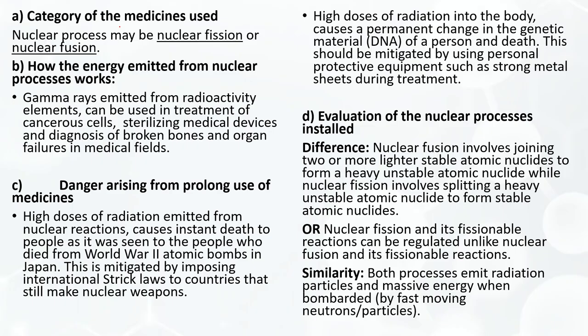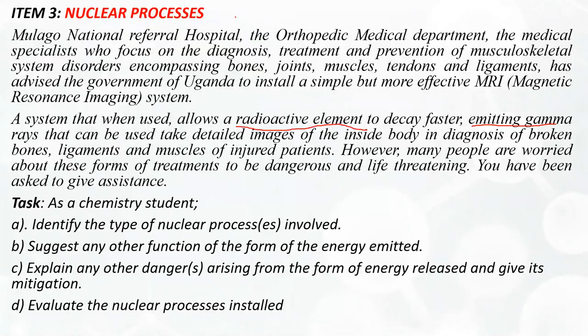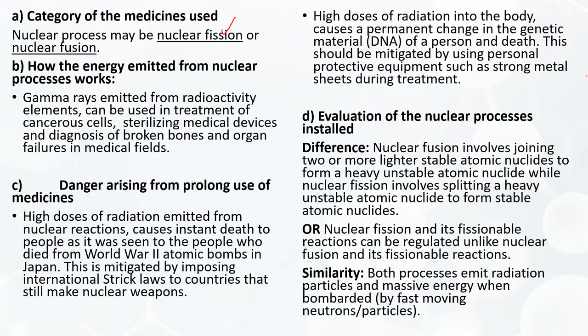So in the nuclear process, they're saying it can be nuclear fission or it can be nuclear fusion, which means it can be any of the two, and therefore you can choose any of the two, because nuclear fission and nuclear fusion, they can all do the same. They can all emit the gamma rays. So that is the category, and you get all your scores there. That is our category.